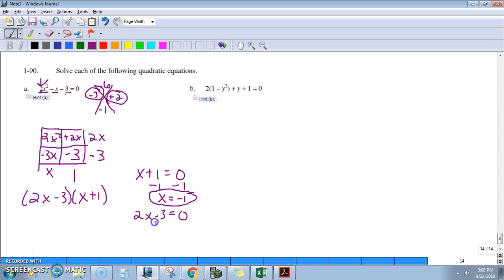Here's just a couple more steps, though. I'm going to add 3 to both sides, and then I'm going to divide by 2. So x equals 3 over 2, or what is that? It's the same as 1.5, right? So those are my two answers by factoring: x equals negative 1 and x equals 1.5.